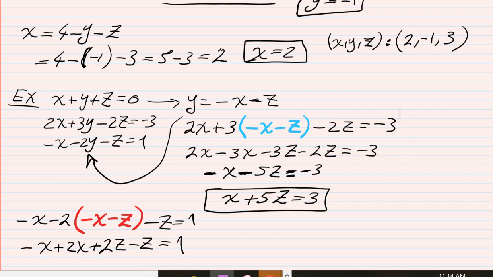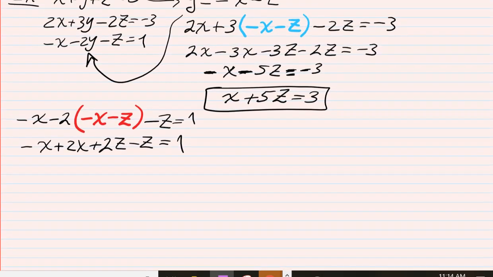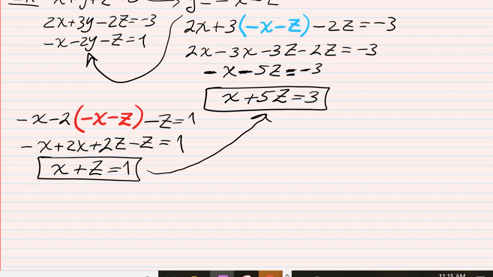And then let's combine like terms here. So we get x plus z equals 1. And this one is already in a nice form like that one. So here is when we actually now have two equations, two unknowns. So let's say we want to use elimination to get rid of this one. x plus 5z equals 3, x plus z equals 1.